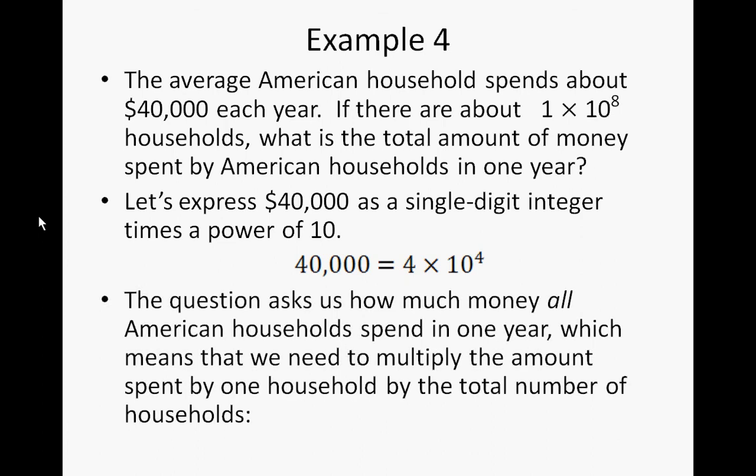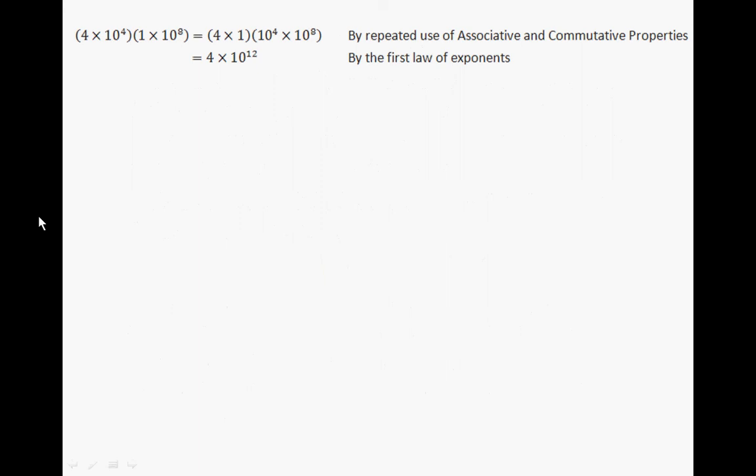The question asks us how much money all American households spend in 1 year, which means that we're going to need to multiply the amount spent by one household by the total number of households. So instead of a division problem, which we have been working on, this one is actually going to be a multiplication problem. So now we have the product of 4 times 10 to the 4th power times 1 times 10 to the 8th power.